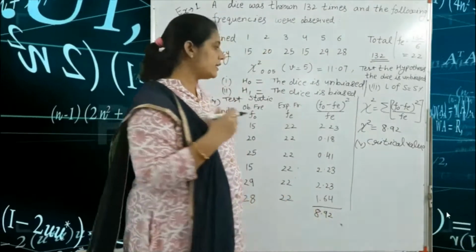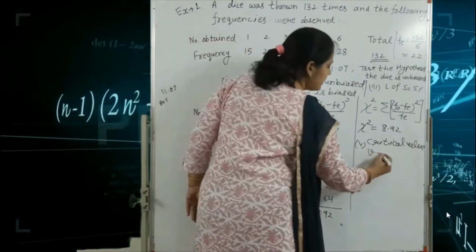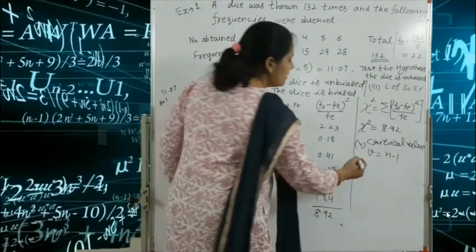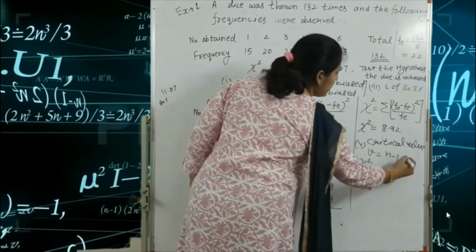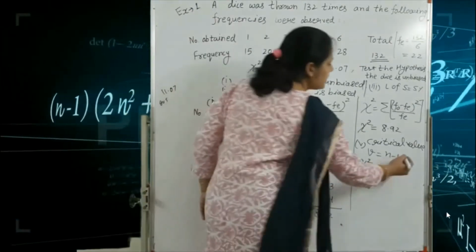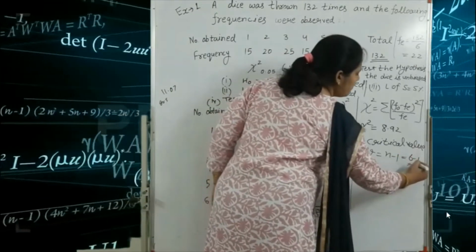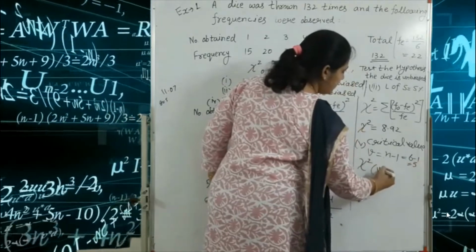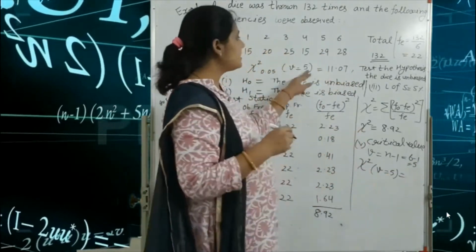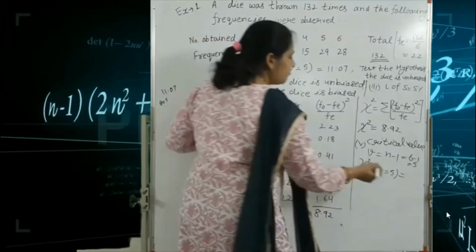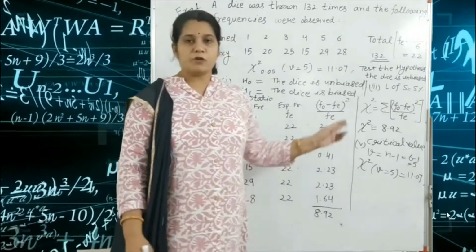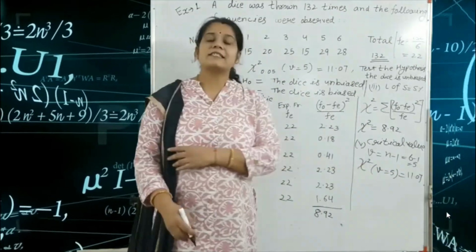the degree of freedom v is equal to n minus 1. So here chi-square with v equal to n minus 1. That means here we have 6 values, so 6 minus 1 is equal to 5. So we write chi-square with v equal to 5. This value is already given in your question: 11.07. Got it? 11.07.